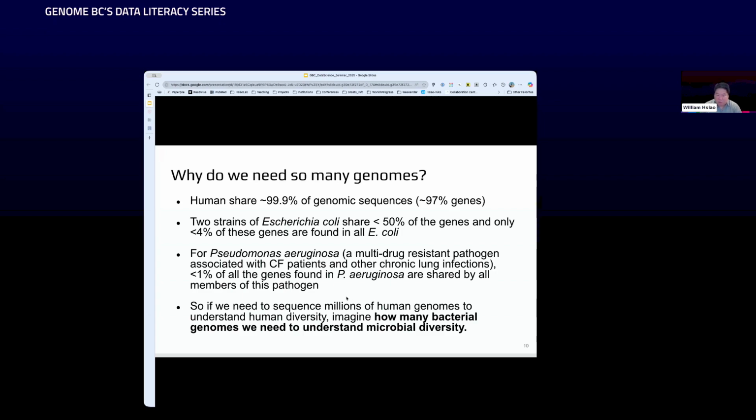So if we need to sequence millions of human genomes to understand human diversity, and by now there's actually about 2 million human genomes partially or fully sequenced, and yet we still don't fully understand how the human genome functions. Imagine how many bacterial genomes we need to sequence in order to understand the microbial diversity associated with these bacterial pathogens.